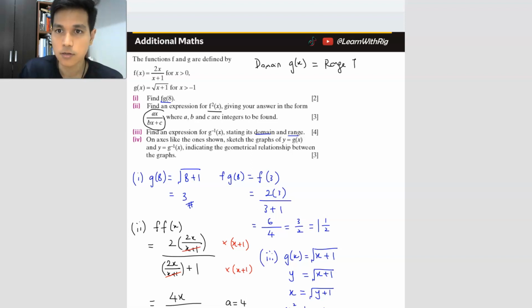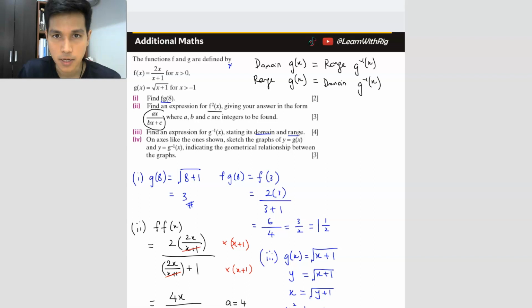Okay, the domain will be the range of the inverse, and vice versa. The range of gx, the forward function, will be the domain of the inverse function. So I told you all this. From here we can actually find the domain. They gave you the domain of the forward function: x is more than -1.